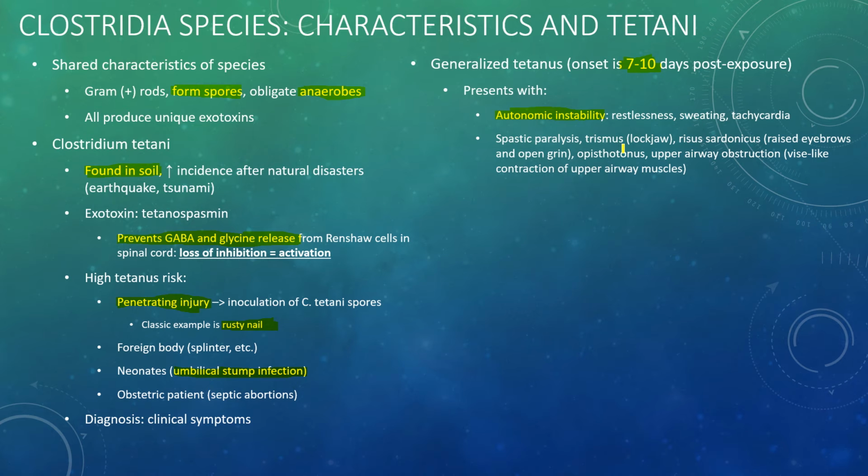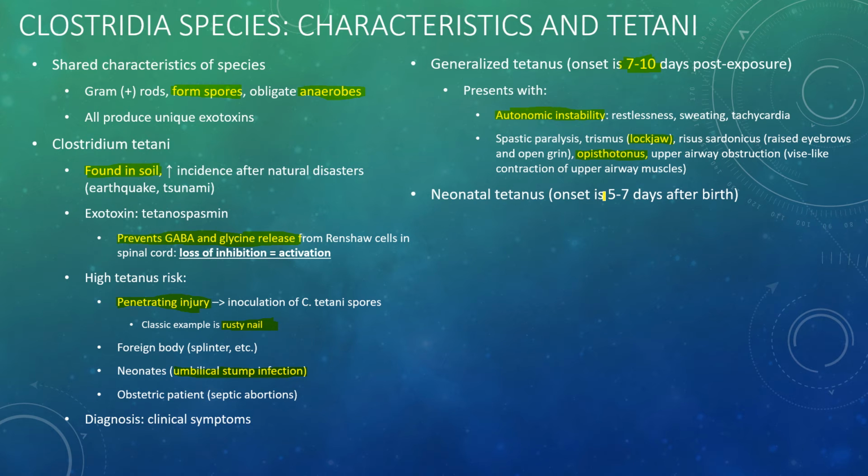And now here's the good stuff. The muscles all get hypercontracted and hyperactivated. So you get a spastic paralysis, trismus or lockjaw, and risus sardonicus. You have a sarcastic smile with raised eyebrows and an open grin. Opisthotonus, where you have your back arching and back spasms. Upper airway obstruction, because the upper airway muscles contract, and that can cause respiratory failure.